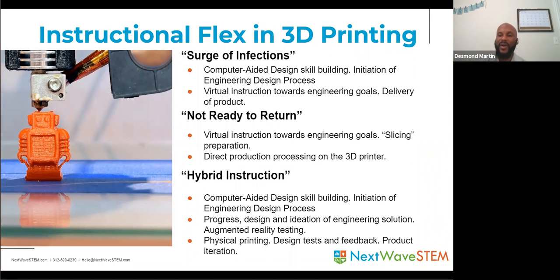In the third scenario, hybrid, where we're going back and forth in between, we may start with computer-aided design skill building in our classrooms, working with them, encouraging them, having them work together in groups. We also, at that point, will initiate our engineering design process. From there, we're in virtual instruction and remote work, where we're progressing. Our students are able to access Tinkercad at home once again, just as long as they have a stable internet connection. It connects to Google Classroom as well, so you're also able to encourage and build with them as they go through that instruction.